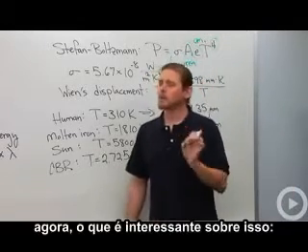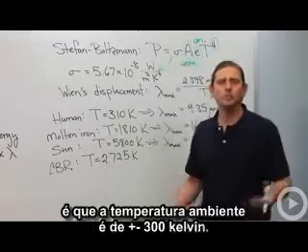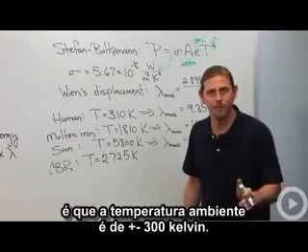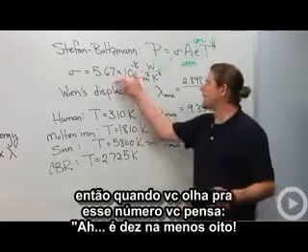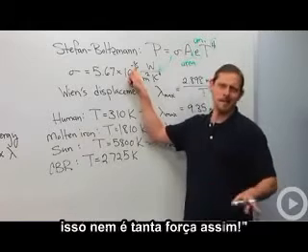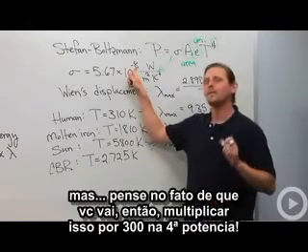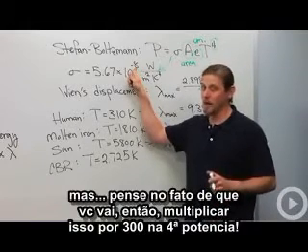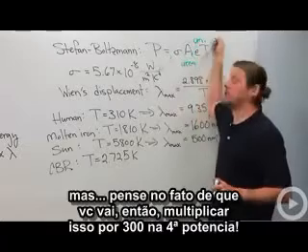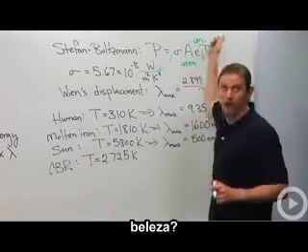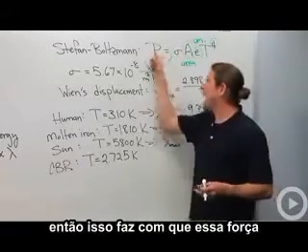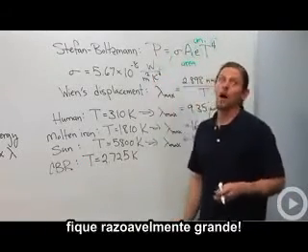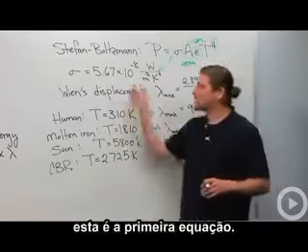Now, as you remember from chemistry, Kelvin temperature is Celsius temperature plus 273. Now, what's interesting about that is that room temperature is about 300 Kelvin. So when you look at this number and you say, oh, it's 10 to the minus 8, that's not very much power at all, think about the fact that you're then going to multiply it by 300 to the 4th power. All right? So that actually makes this power fairly large. Anyway, so that's the first equation.